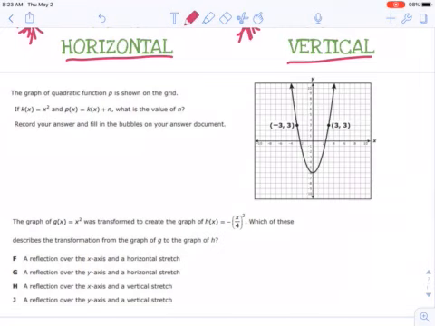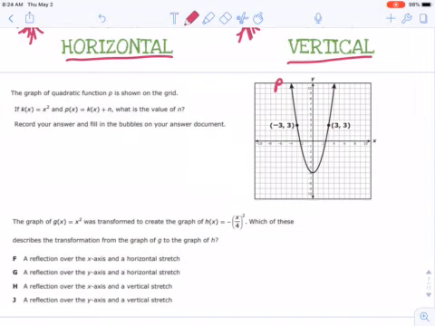We've got a graph that has been given to us and says the graph of quadratic function p is shown on the grid. So this is the graph called p. Now, here's the part where it sounds confusing. It says if k of x equals x squared, and p of x equals k of x plus n, what is the value of n?